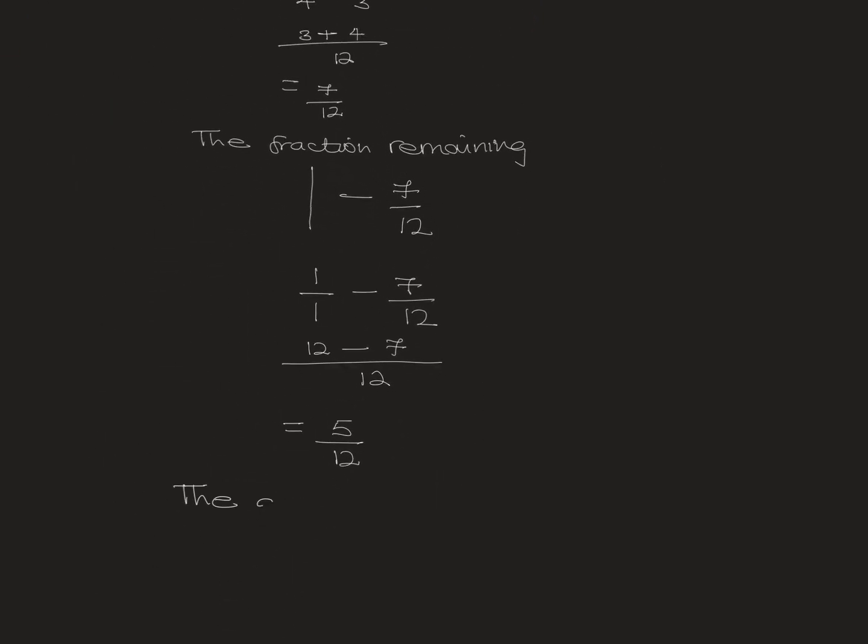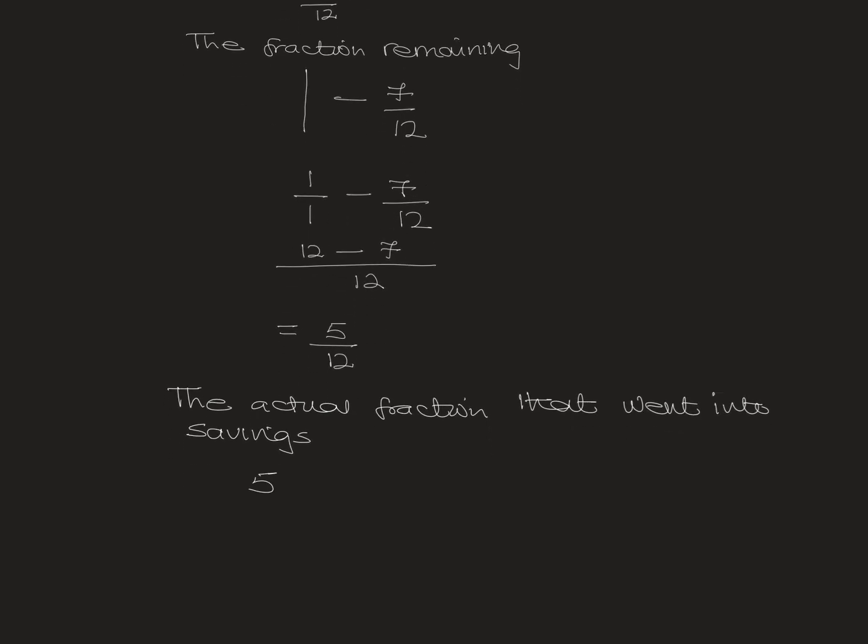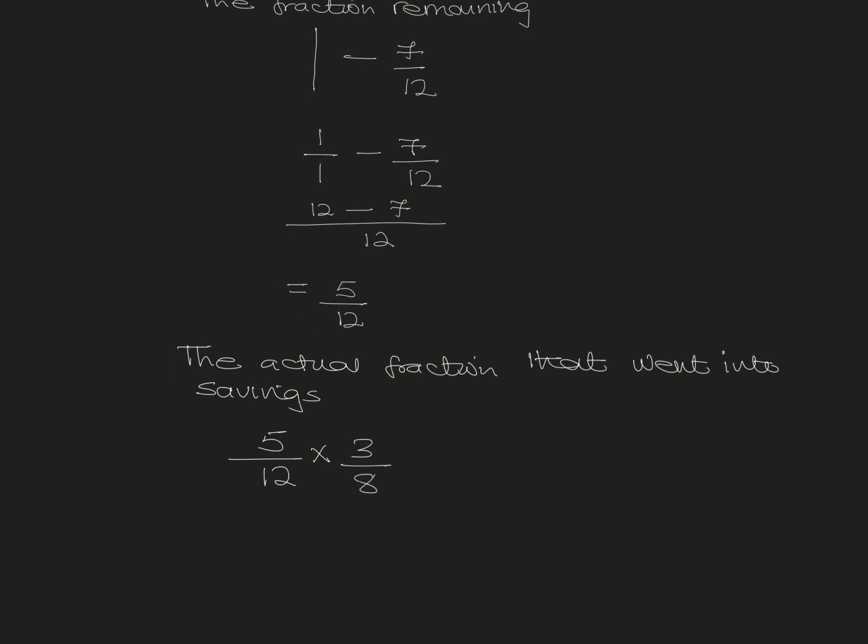The actual fraction that went into savings will be the remaining fraction, 5 over 12, multiplied by the fraction out of the remaining fraction that went into savings, which was 3 over 8. So 3 goes once here, 4 times. Therefore, 5 times 1 is 5 over 4 times 8 is 32. Okay?